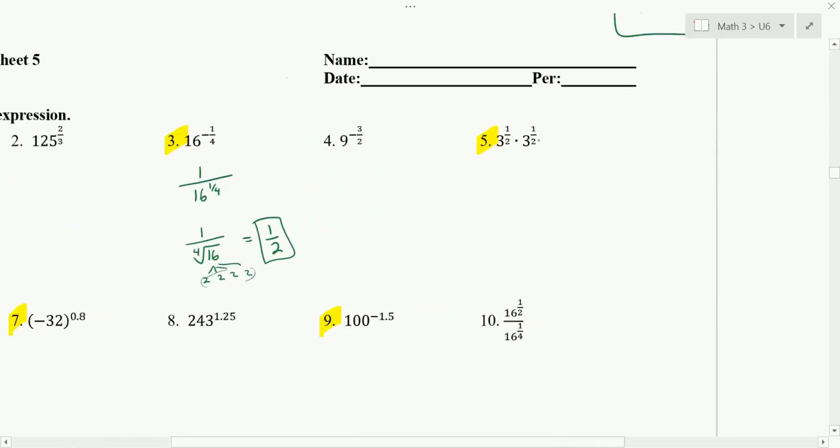3 to the 1/2 times 3 to the 1/2. The base is the same. The base is 3. So when the base is the same, you can multiply by adding your exponents. When you do that, you keep the base the same. So don't multiply 3 times 3. Keep it 3. And you're going to add the 1/2 with the 1/2. And you end up with 3 to the power of 1, which is 3.